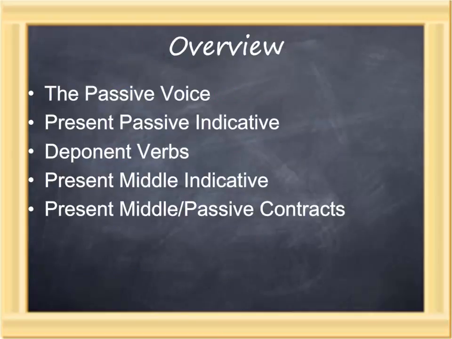In today's lesson, we'll look at the present middle passive indicatives. We'll start by discussing the passive voice. Then we'll look at the particular forms that make up the present passive indicative. We'll take up the concept of deponent verbs, verbs with passive endings but active meanings. We'll comment on the present middle indicative, and then we'll look at how these forms play themselves out in contract verbs. It's kind of a long lesson, so let's get started.